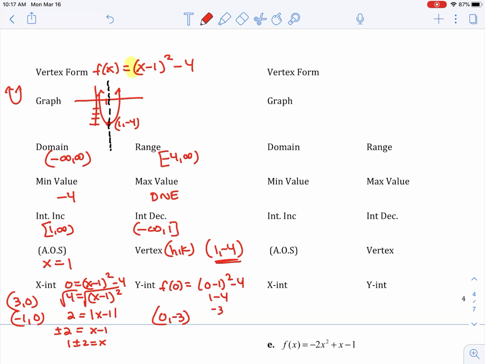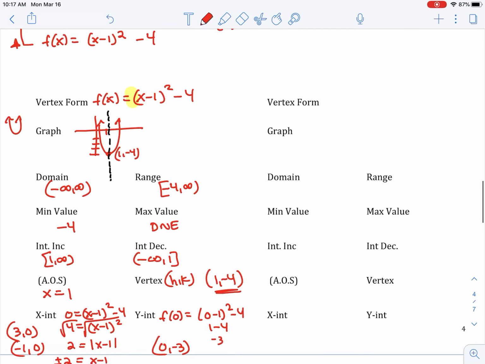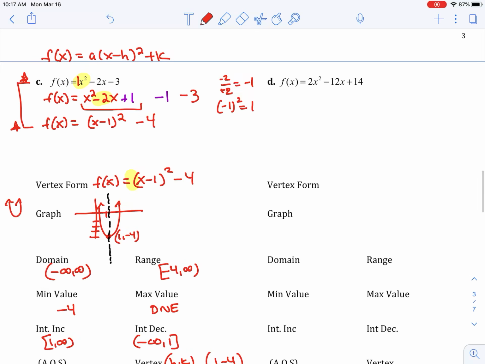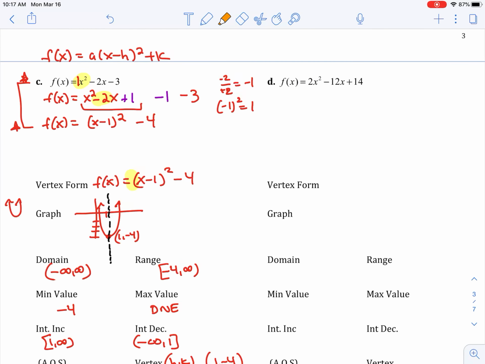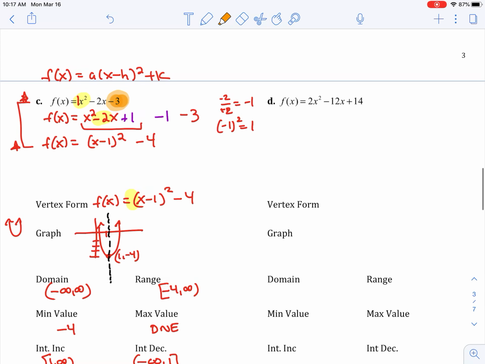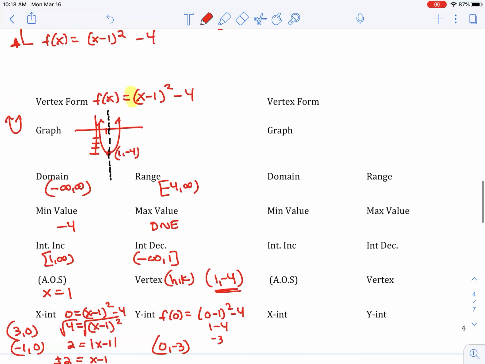Now keep in mind for our y-intercept, when we replace x with 0, we could have come back here to our standard form, and our y-intercept is always going to be our c, because if I replace my x's with 0, I'm always going to end up just getting that c value right there. So I can plug into standard form, or I can plug into my vertex form. But standard form for your y-intercept, it's right there. You don't have to do any work. Okay.